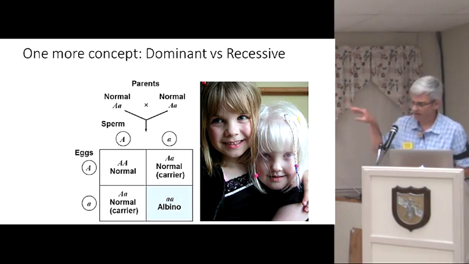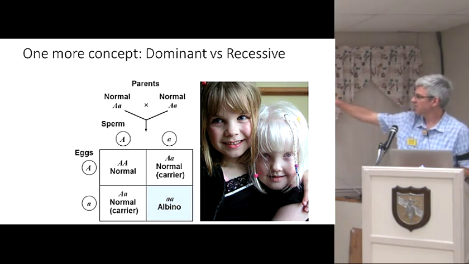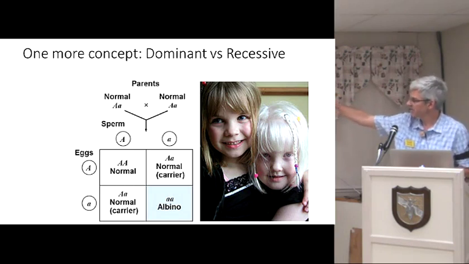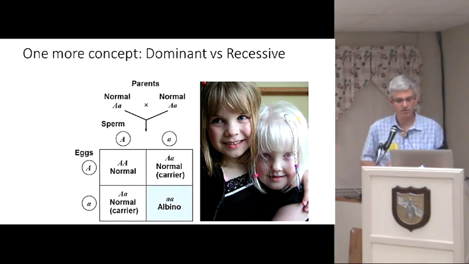All right, and this diagram is nice. It follows upon what we saw before, which is you can see the sperm and the eggs on each of the sides of the little square there. And then you just fill in the blocks according to a mathematical fashion, and it gives you the ratios expected in the offspring. It's called a Punnett square.